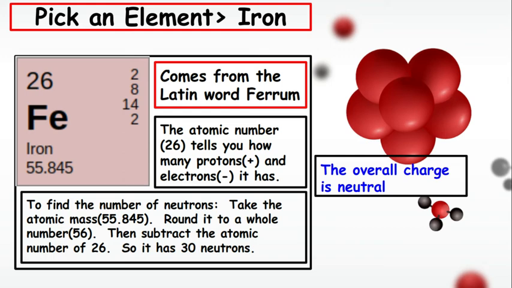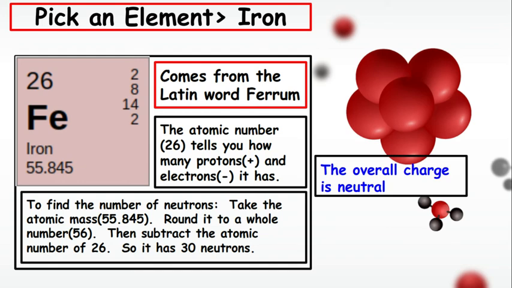To find the number of neutrons, it's a little bit different. You take the atomic mass, which is at the bottom of the atomic number in the periodic table. And for iron, we have 55.845. And then you round it to a whole number. And since that has 8/10, then we round it up to 56.